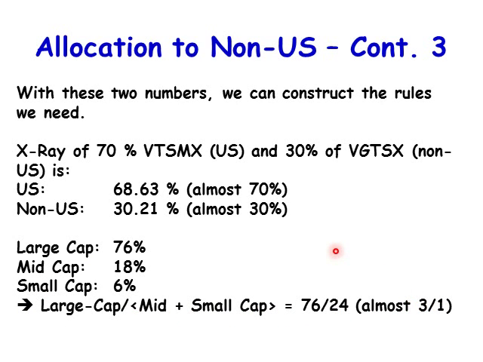Further, we will use a bonds allocation of 40% and stock allocation of 60%. Of the 60%, 70% is US and 30% is non-US. Of the equities, large cap to mid cap plus small cap is a ratio of 3 to 1. Okay, let's continue.